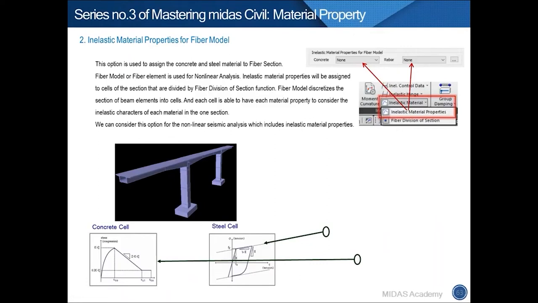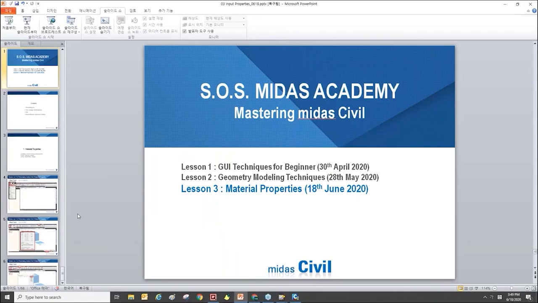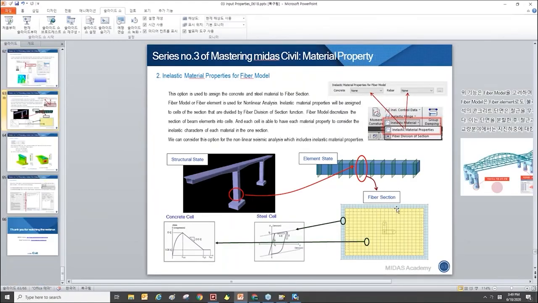And this is the inelastic material properties for the fiber model. In the bridge design field, this option could be considered when we have a nonlinear seismic analysis that includes inelastic material properties. Fiber model means the program divides the element section here, and then the software divides the section into cells, and the software will assign the nonlinear material properties to the steel cell, concrete cell, and the reinforcement cell like this.